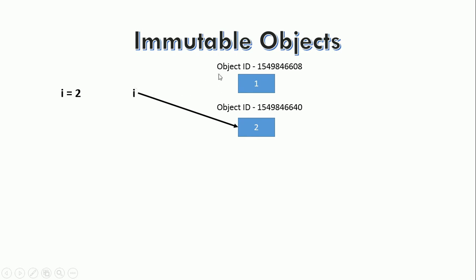Here, this is immutable. In this case, this object will stay as it is, whereas a new object will be created when we change the variable value from 1 to 2. This is immutable. We will see this immutable with an example.